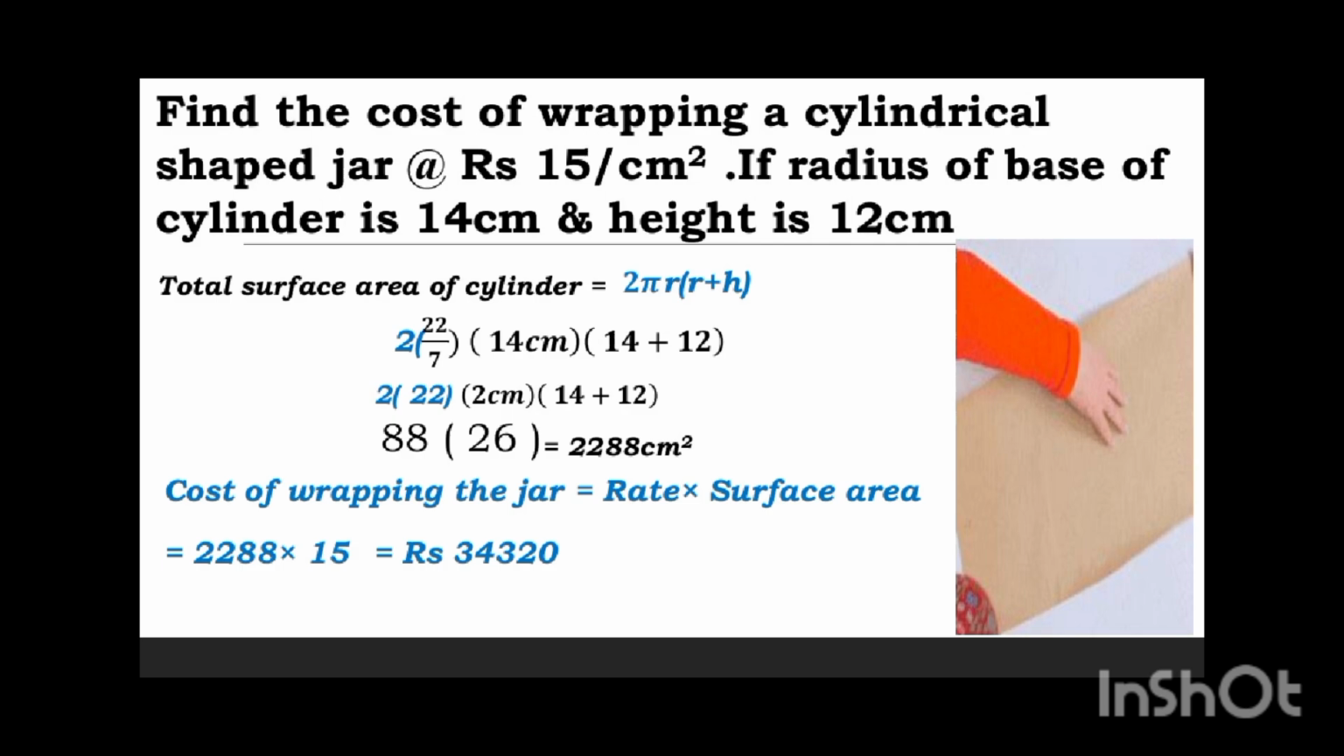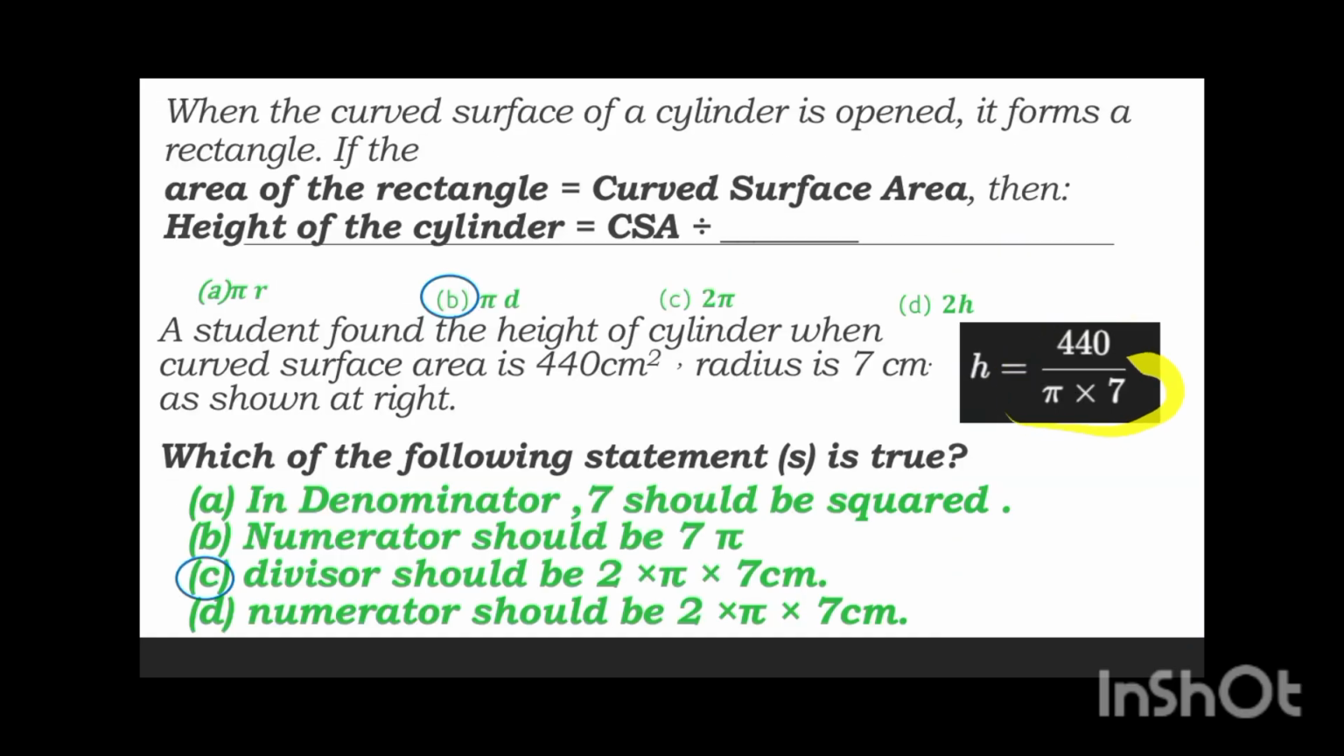A student found the height of a cylinder when the curved surface area is 440 centimeter square and the radius is 7 centimeter, as shown on the right. You can see this, h is equal to 440 divided by pi multiplied by 7. Which of the following statements is true? In the denominator, 7 should be squared.